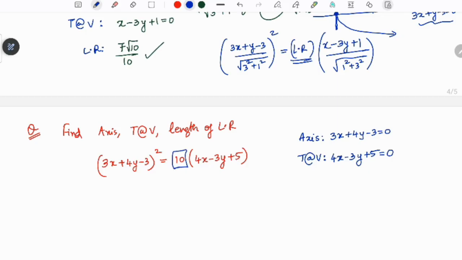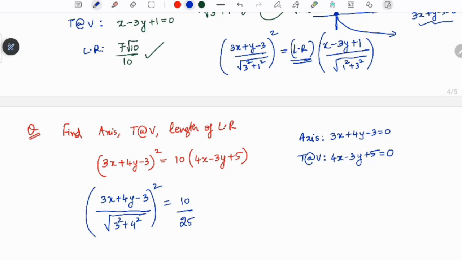You cannot directly say it as 10. For that, you have to write this in perpendicular distance form. Divide by root of 3 square plus 4 square. This is 5. So basically what I have here is this squared by 5 square. What is the compensation on the right side? Here also 5 square should come, then only this gets cancelled, right? So I write divided by 25, so that the denominator gets cancelled.